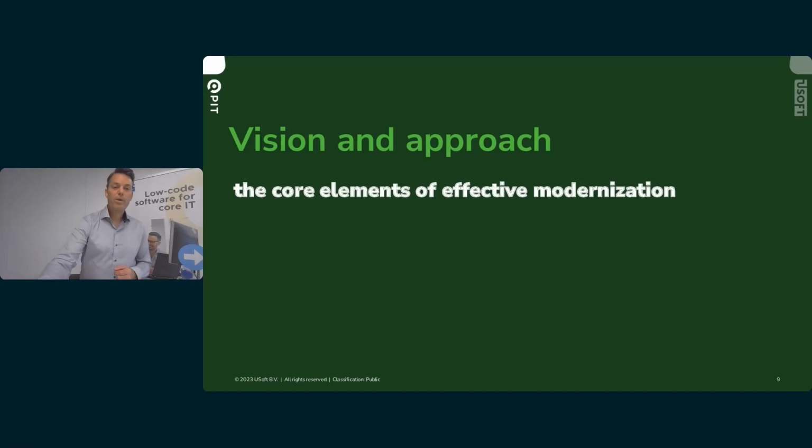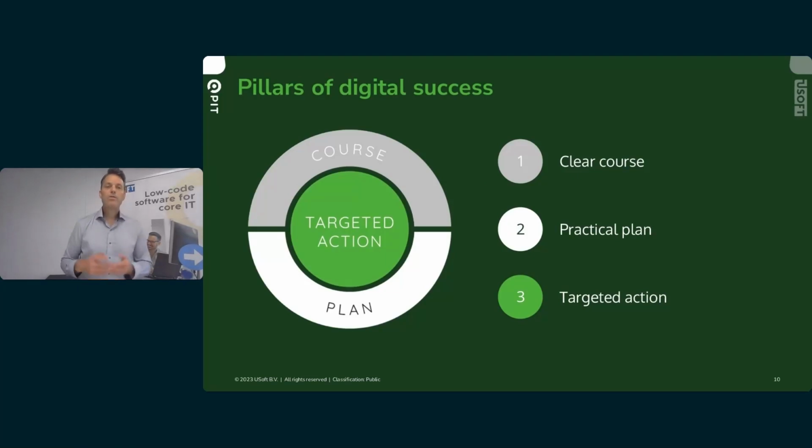So the vision and approach. I will dive into the core elements of effective modernization. As we see it, you will need three pillars for digital success. You will need a clear course. Based on the clear course, you should formulate a practical plan. And based on the practical plan, you have to take targeted action.